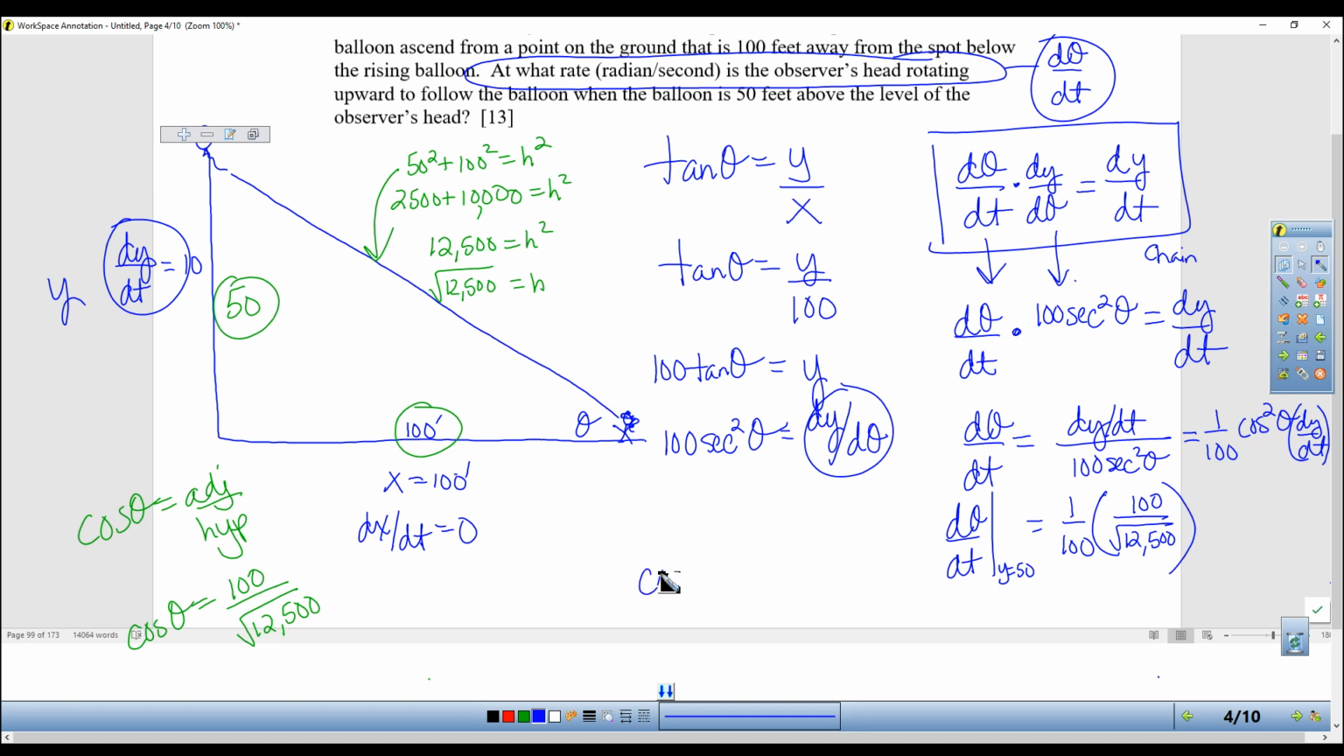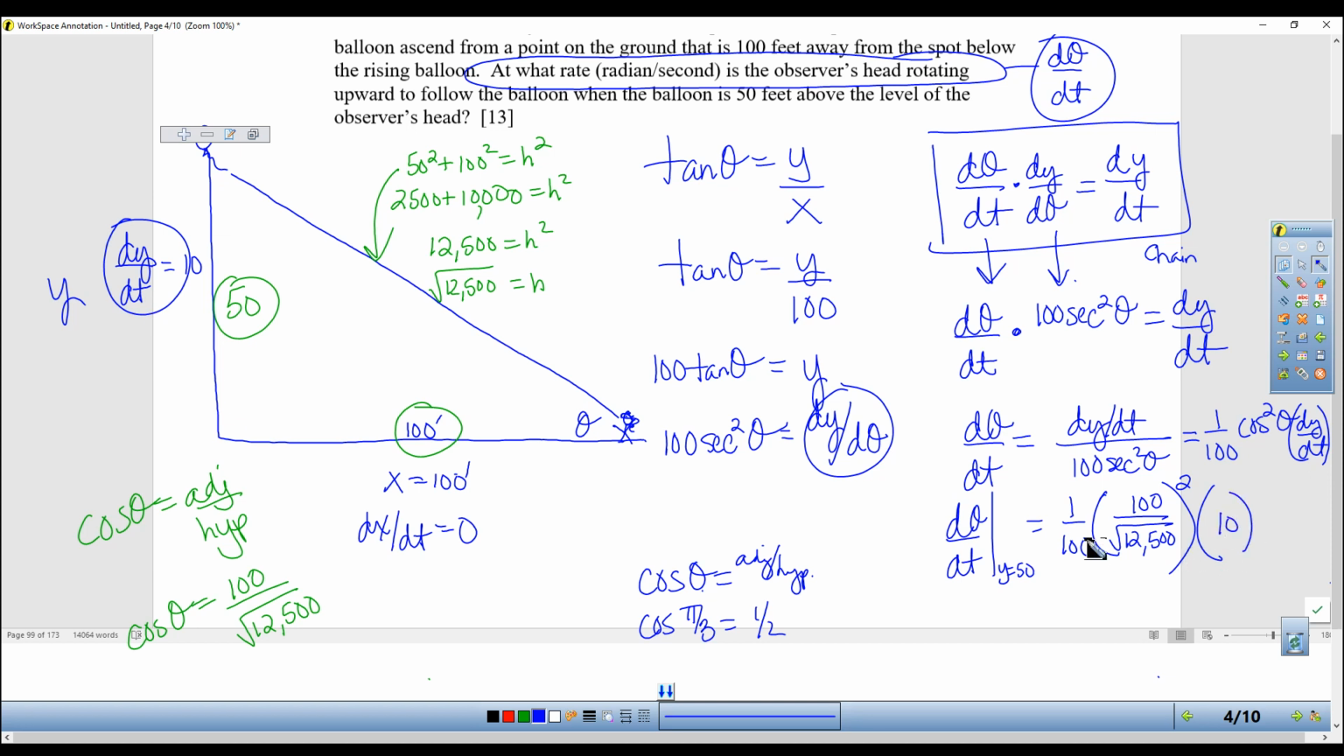Think about that again. There are 2 ways to find cosine. If I say to you, what is cosine, and I give you the angle, like pi thirds, then you can say, oh, it's 1/2. But if you don't know the angle, the other way to do it is adjacent over hypotenuse. As long as you have a picture of the triangle, you don't need to have the actual angle. So that's what I did. I did the adjacent side over the hypotenuse. So 1 over 100 cosine squared, be careful, times dy dt, which they gave me. They told me that the balloon was rising at a rate of 10.